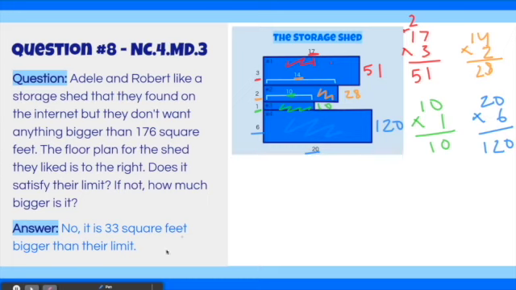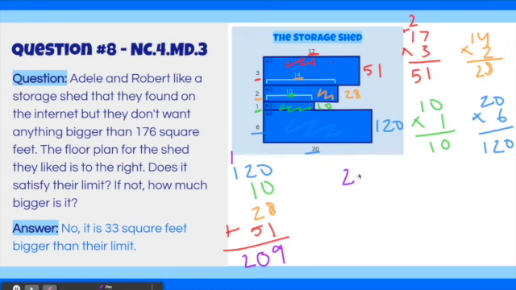Now to find the total area of the shed, you're just going to add all of them together. So you have 120 plus 10 plus 28 plus 51. Okay, so you're going to add the ones place first. You have 8 and 1, that's just 9. The tens place, 2 plus 1 is 3, plus 2 is 5, plus another 5 is 10. So you have the 0 and you're going to carry the 1 over, and then 1 plus 1 is 2. So now you're going to see if 209 is greater than 176.